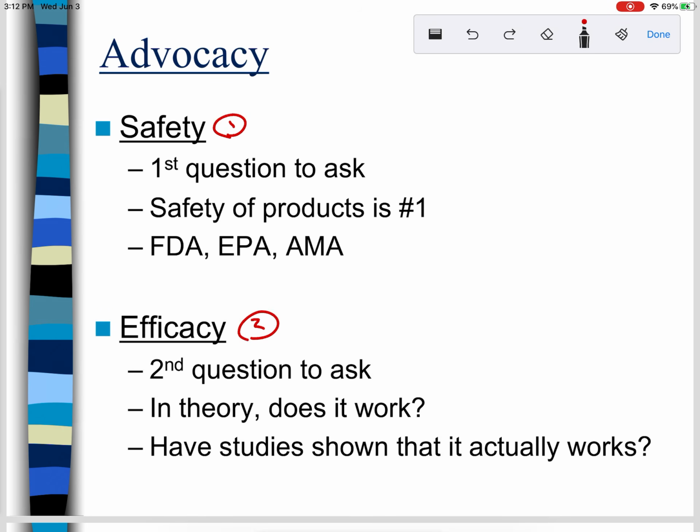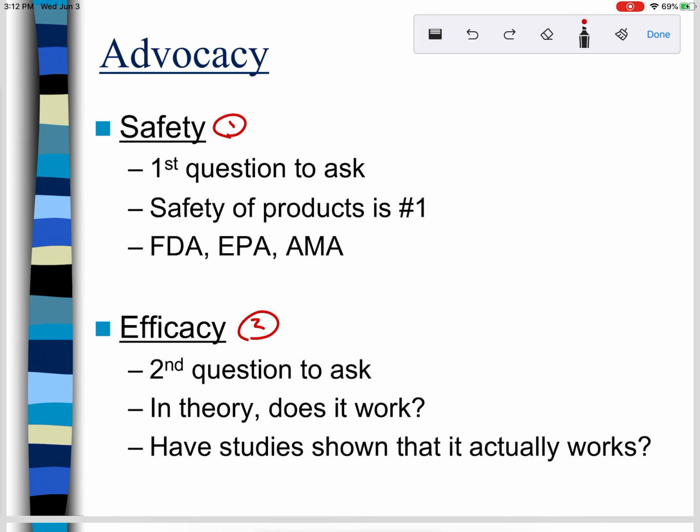The number 2 question is, anytime we're considering some kind of sports nutrition product, does it work? In theory, does it work? Does it make sense, the theory they're telling you? And have studies actually shown that it works? In terms of EPO, it can be safe if done properly, and it can be very effective.